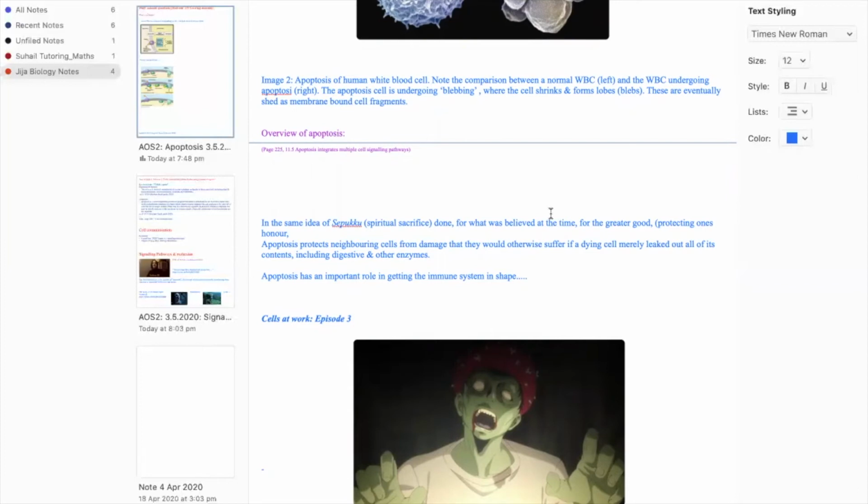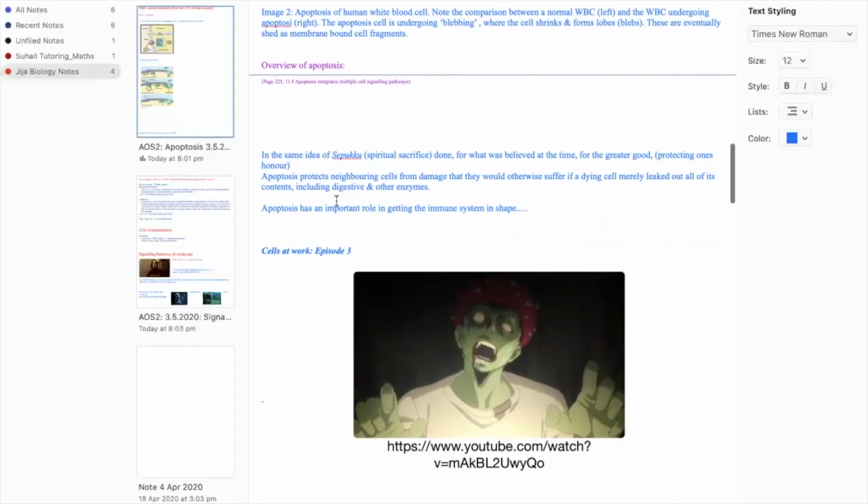Okay, so in the same way that a spiritual sacrifice, as I touched on before, was believed to have been done for the greater good of the community, protecting one's honor, we have this intrinsically within our bodies. Apoptosis protects neighboring cells from damage that they would otherwise cause. That dying cell, for example, can leak its damaged contents into the surrounding environment, things like digestive and other enzymes which will cause further damage to the surrounding cells.